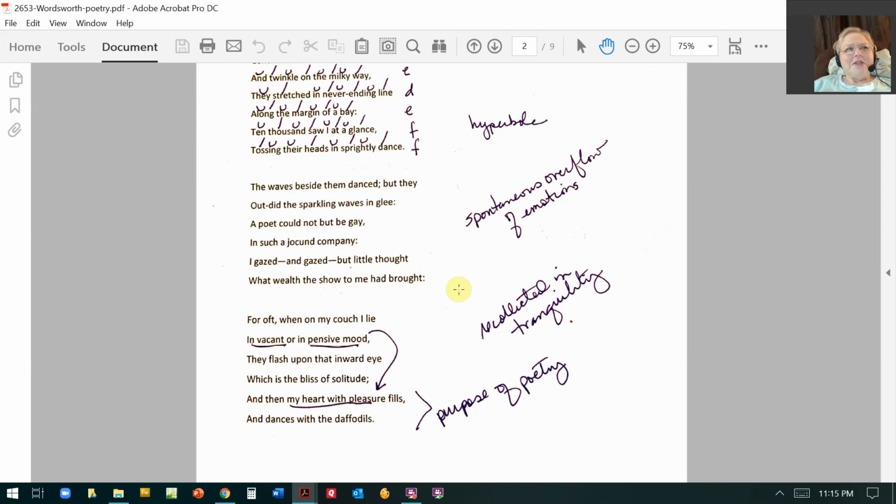Now you can Google daffodils and Lake Country and see pictures of just how amazing these fields of daffodils look. I mean, it really is like a carpet of them. They're quite beautiful. So again, this poem clearly shows us those aspects of romantic poetry, right? And again, look at the language, very simple.